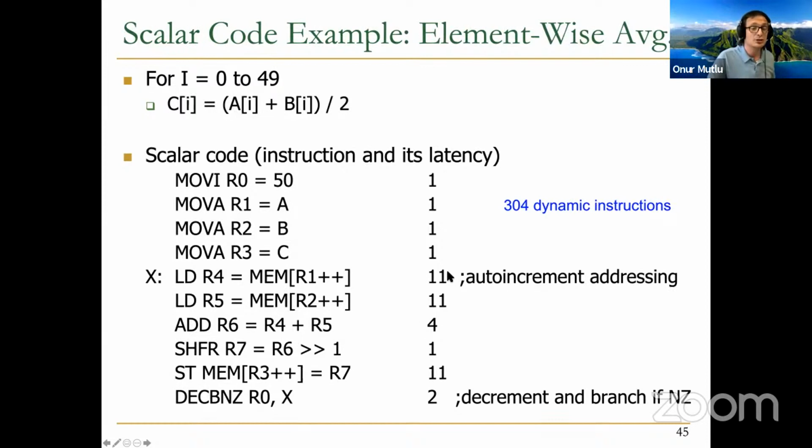So basically, each loop iteration takes 11, 22, 26, 27, 38, 40 cycles. And we have 50 of those. That's 2,000 plus 1 of each, 2004 cycles.